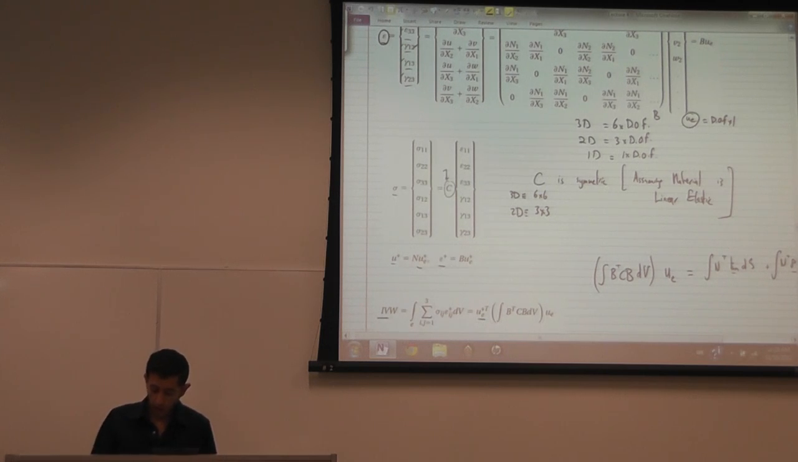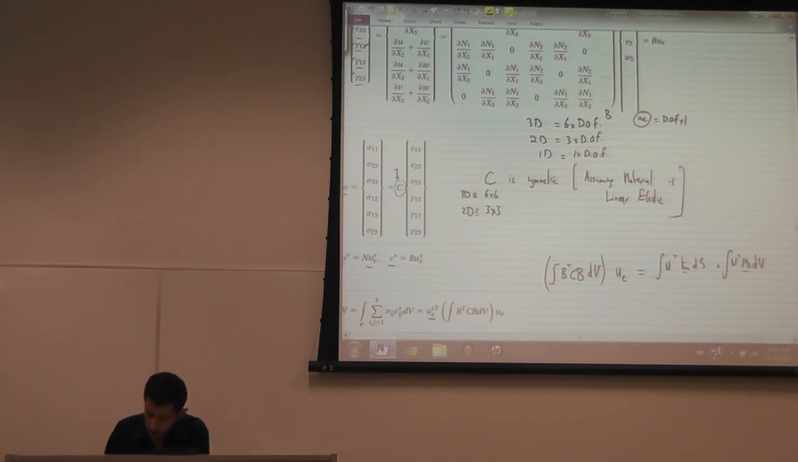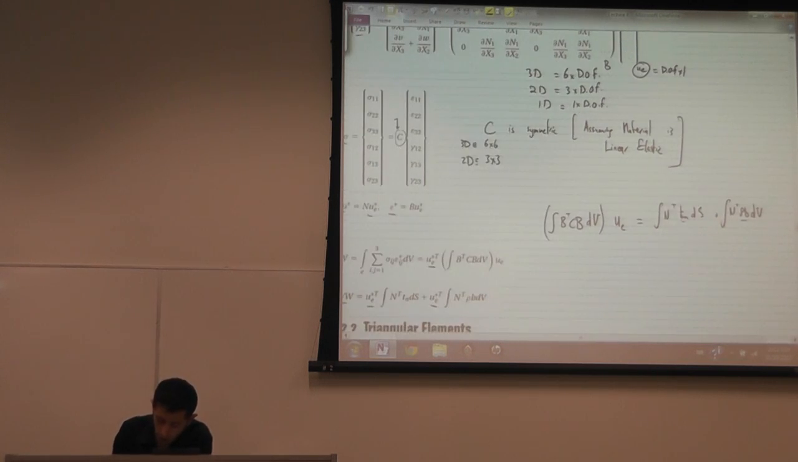When you put in what B is, what C is, and the dimensions of all these matrices, you'll get K u e is equal to the force. K is degrees of freedom multiplied by degrees of freedom. This is degrees of freedom multiplied by 1, and this is degrees of freedom multiplied by 1.